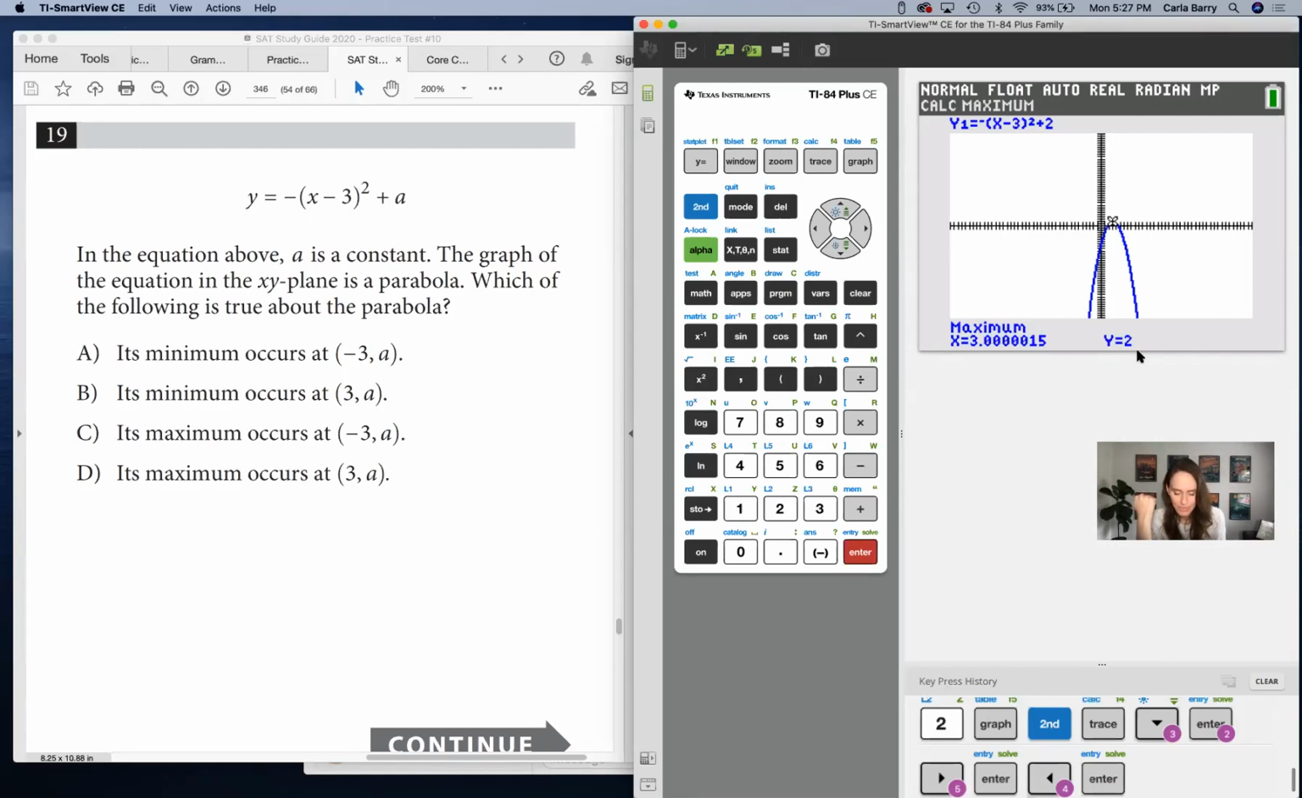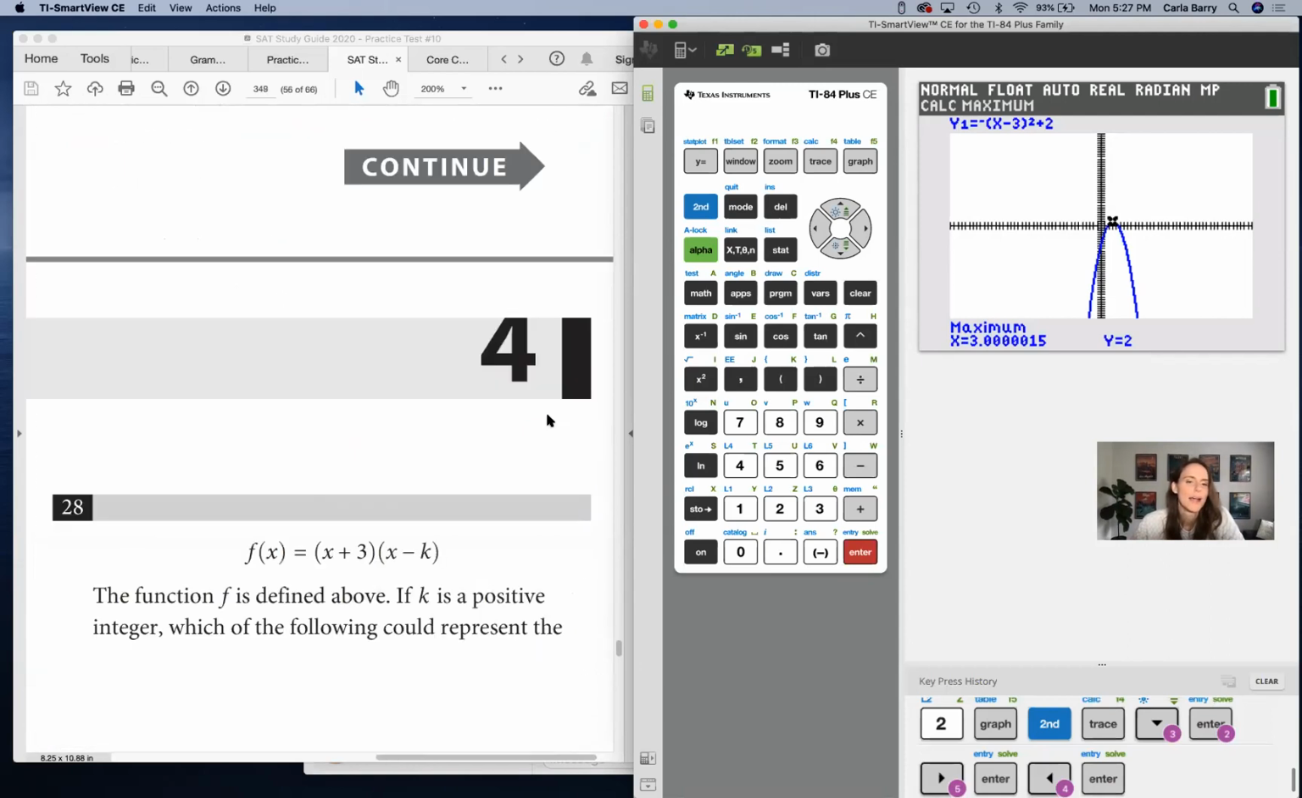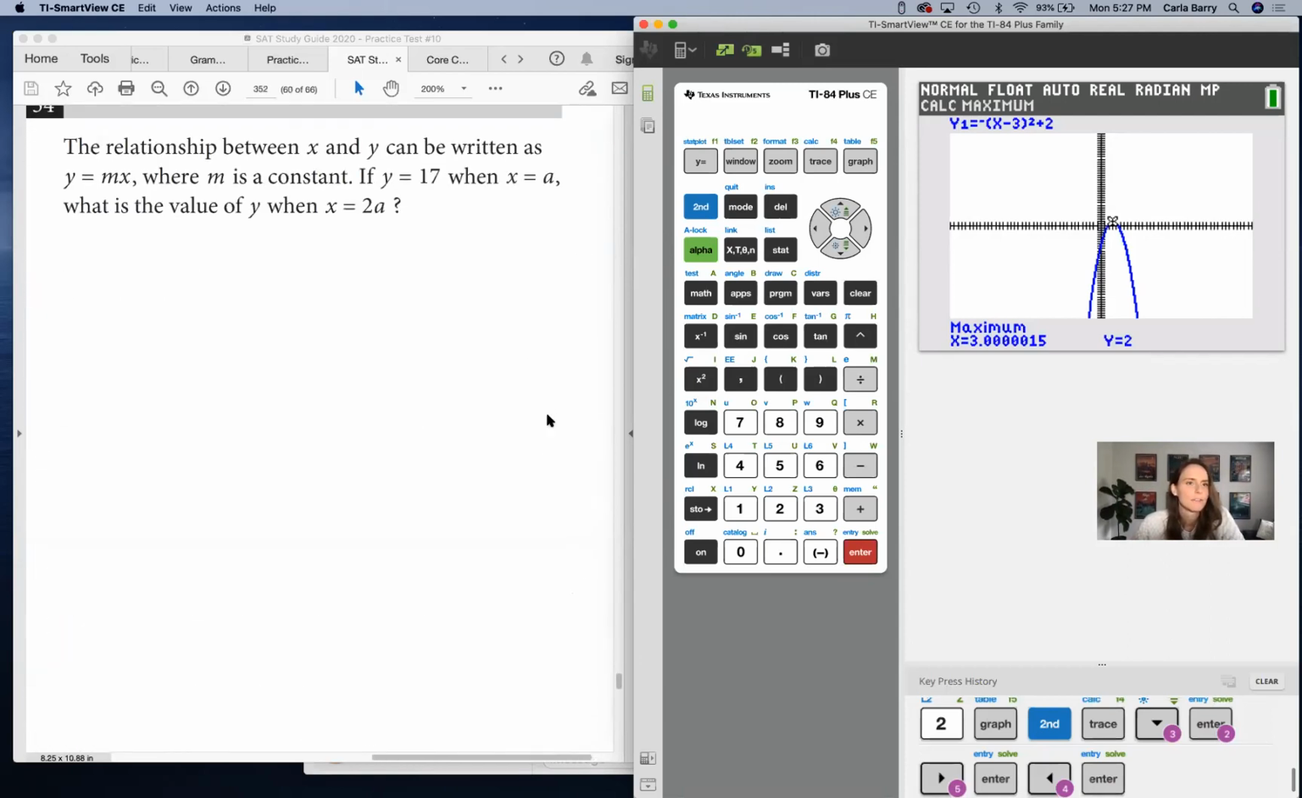Let's see another one. I'm going to check if there are any more questions that I want to look at for the calculator before we move on to some calculator section questions that we don't necessarily need to use the calculator for. Let's look at number 36 while we are looking at graphing.